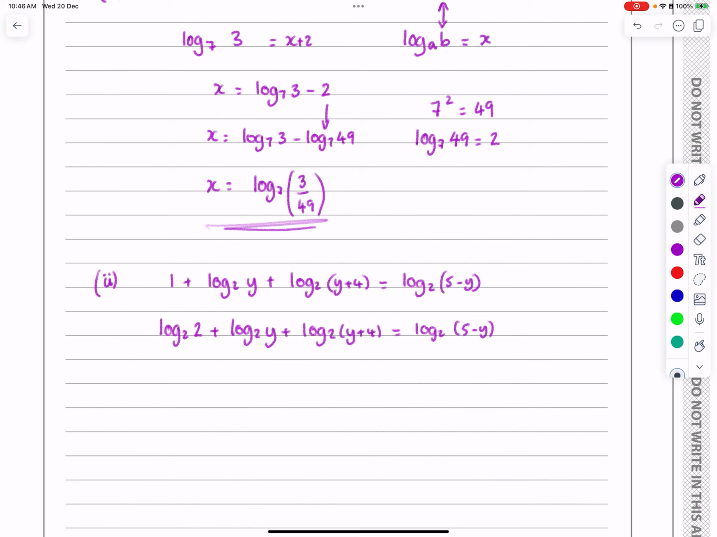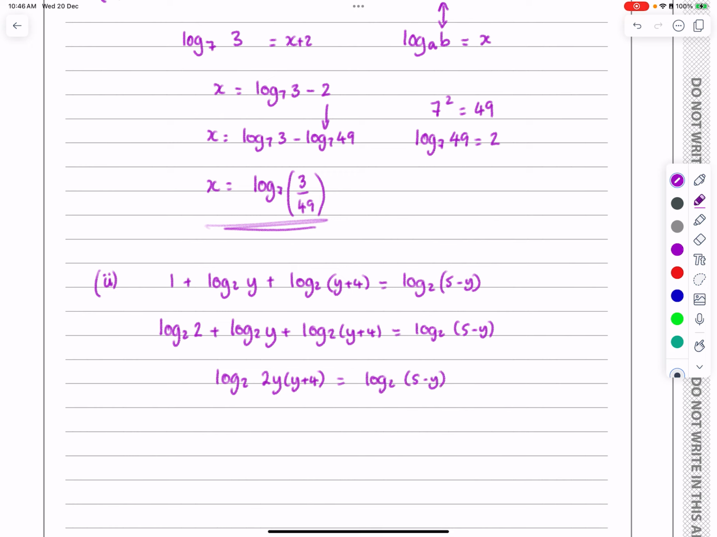So use all our log rules. We want to combine all these things. On the left-hand side here, I've got log A, log B, log C. I can just combine all those in one go as log A, B, C. So I've got log to the base 2 of 2 times y plus 4 is equal to log to the base 2 of 5 minus y.